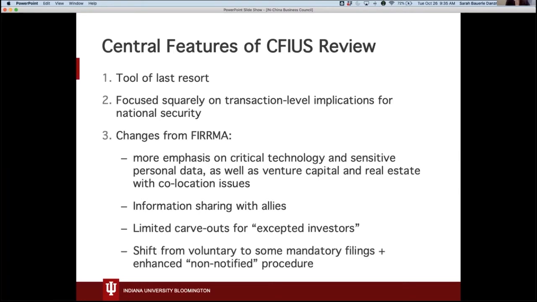So probably most importantly, FIRRMA has transformed CFIUS from a mostly voluntary process to one that is increasingly mandatory. In contrast to other countries that have sector-specific but mandatory screening, CFIUS has really broad cross-sectoral authority, but firms generally engage with the committee on a voluntary basis.